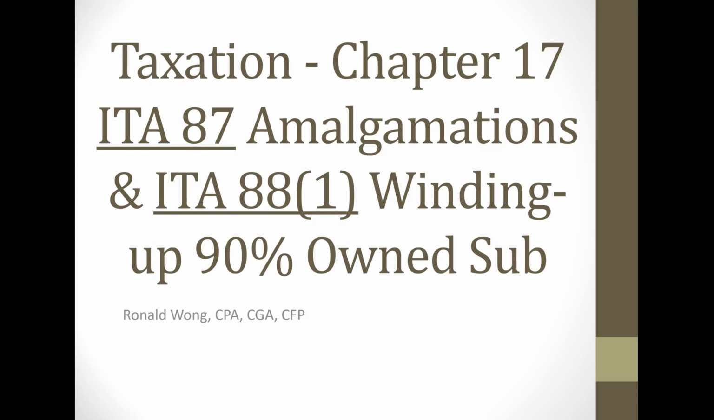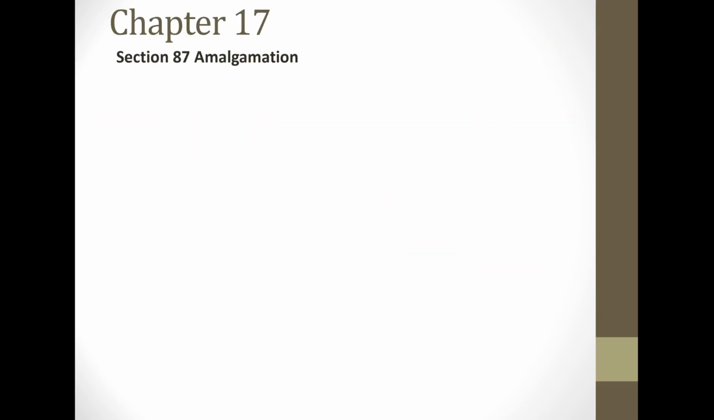Welcome to this Chapter 17 tutorial on Section 87 amalgamations and Section 88.1 winding up of a 90% owned sub into its parent corporation. Both of these sections are very similar in terms of the tax implications, so that's why we're reviewing both of them together in this tutorial. Moving on to the next slide, let's start first with a Section 87 amalgamation.